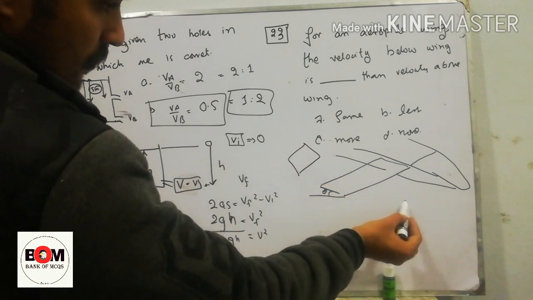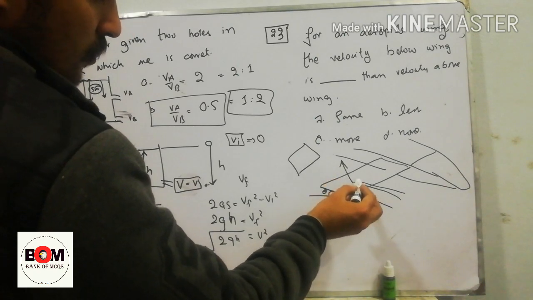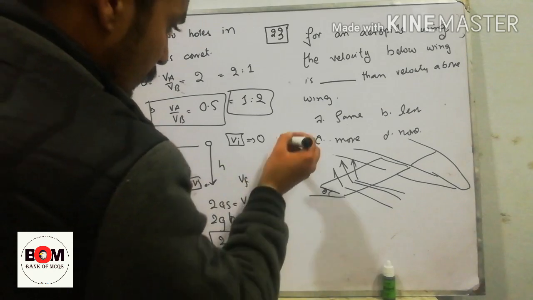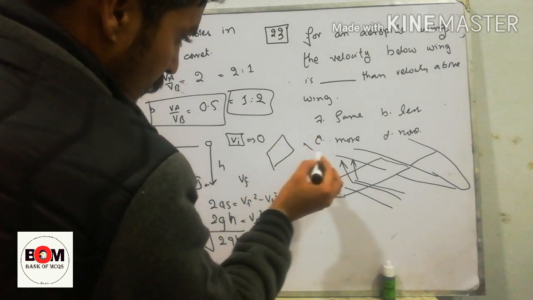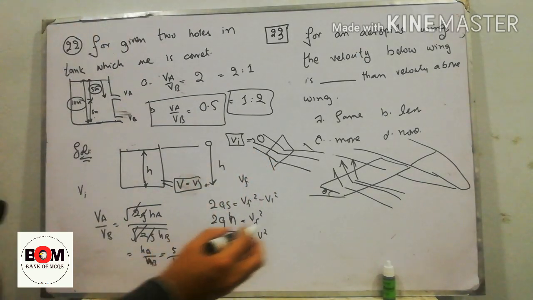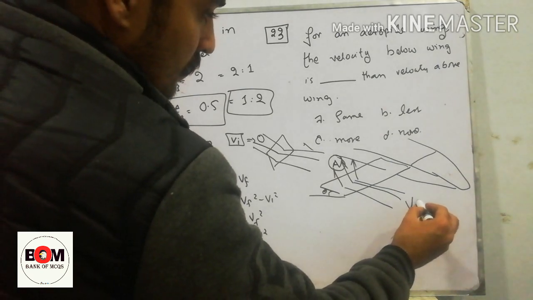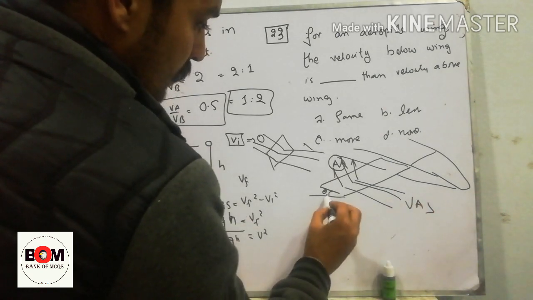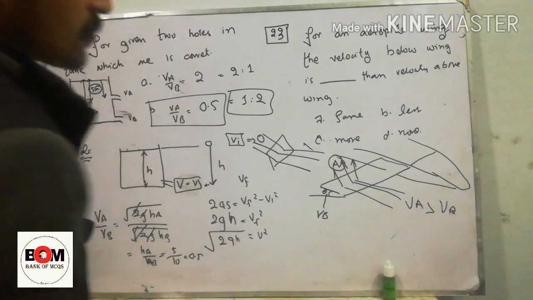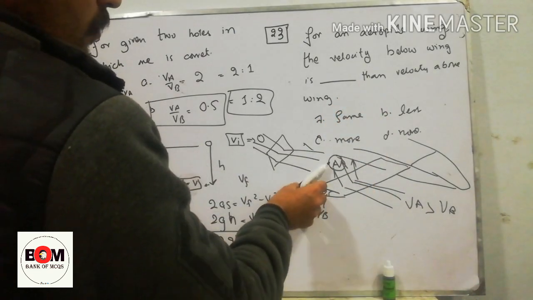Whenever the air comes and hits the wing, it moves upward. Like we can also draw that if this is the wing, and air comes and just passes. So the velocity at the upper surface, velocity at A, is greater than the velocity at B, that is below the wing. So the velocity below the wing is lower than the velocity above.